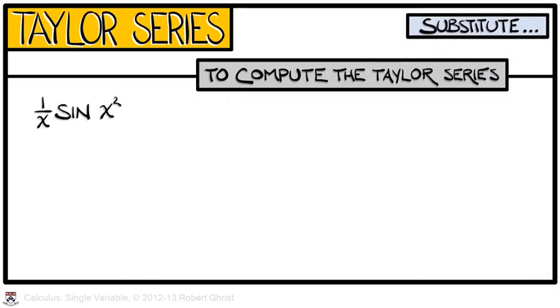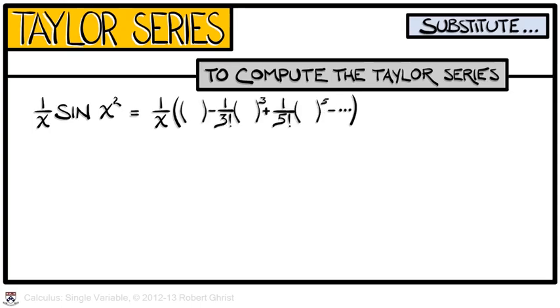Consider the function 1 over x times sine of x squared. Computing the Taylor series for this might be a lot of work, having to differentiate this is not entirely trivial. However, we do know what sine of x is in terms of its Taylor series. Sine of x is x minus x cubed over 3 factorial plus x to the 5th over 5 factorial, etc.